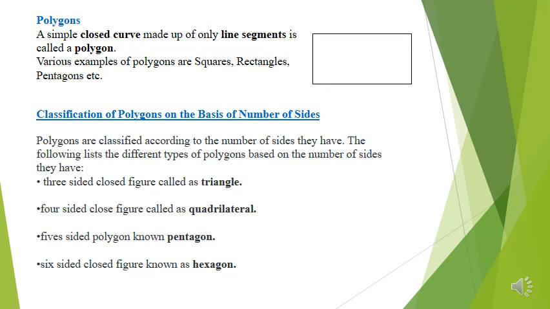So students, in this lesson we will discuss polygons and their classification. A polygon is a closed figure made up of line segments, and there are many types of polygons based on the number of sides. A three-sided closed polygon is called a triangle. Similarly, a four-sided closed figure is called a quadrilateral. If it has five sides, it is a pentagon, and if it is a six-sided closed figure, it is a hexagon. So according to the number of sides, we give names to polygons.